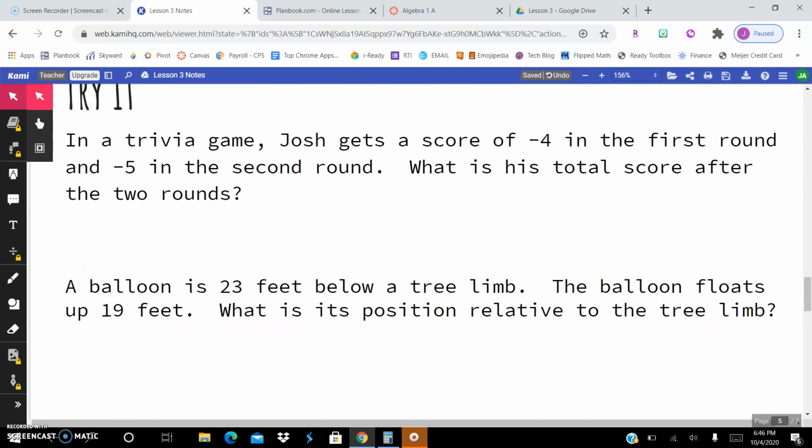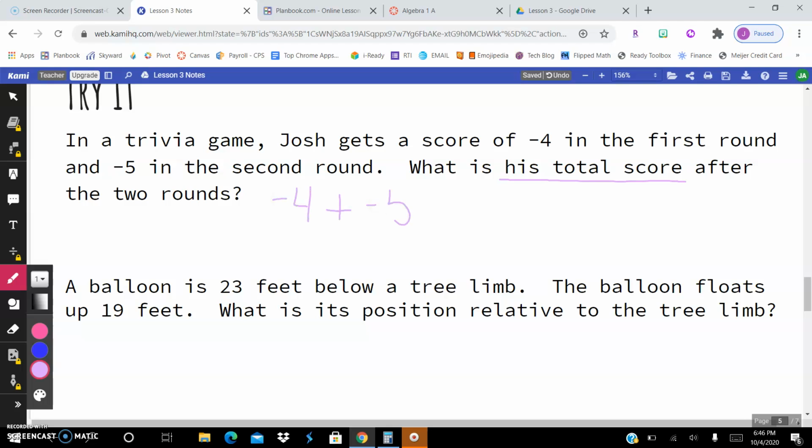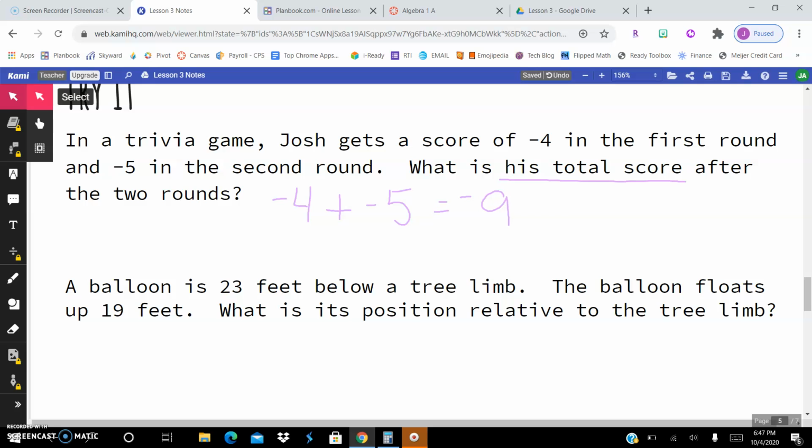Try it. In a trivia game, Josh gets a score of -4 in the first round and -5 in the second round. What is his total score after the 2 rounds? So total score means I want to add everything together. So I'm going to have a -4 plus a -5. They're both negative, so I'm going to add the 2 numbers. 4 plus 5 is 9. And since they're both negative, my answer would still be negative. You could think about money. You owe 4 and you owe 5, so you would owe a total of 9.